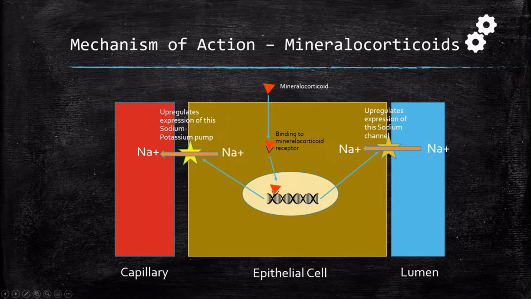Now, because it's a sodium-potassium pump, just in terms of side effects that we're going to look at next, if sodium moves into the cell, that means potassium moves out. If sodium moves into the bloodstream, that means potassium moves out of the bloodstream into the epithelial cell, and subsequently down its concentration gradient into the lumen of the nephron, and is ultimately excreted, and so we get a loss of potassium.